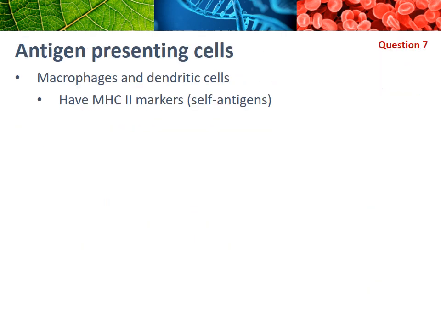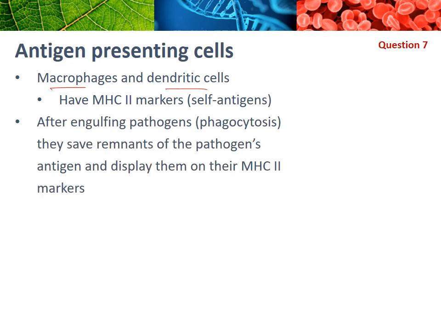Okay, like I said, we will come back to antigen presenting cells next week, but I do want you to have this written down because it relates to these cells that we were just talking about. So remember, macrophages and dendritic cells are examples of antigen presenting cells. Okay, they have MHC2 markers on their surface. Remember, that's a self-antigen.